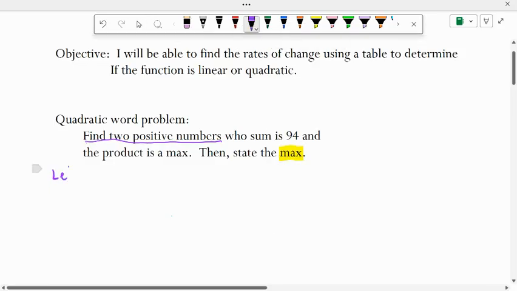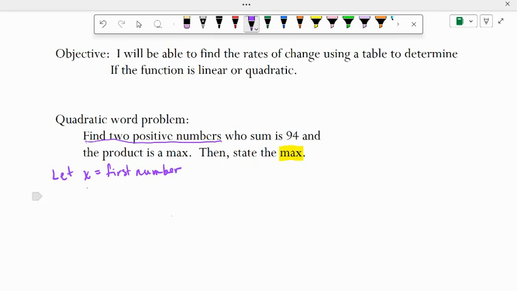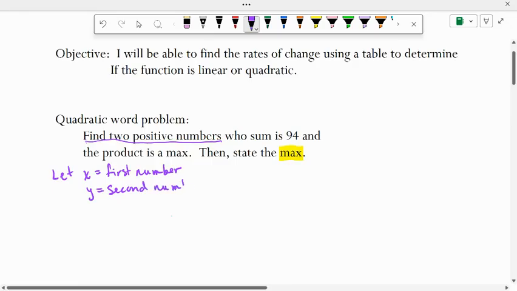I'm going to let x equal the first number, and if I let y equal the second number, and if I'm going to say p is going to be the product, then we know that the sum of the numbers is 94. So x plus y has to equal 94. And we know that the product is going to be x times y.